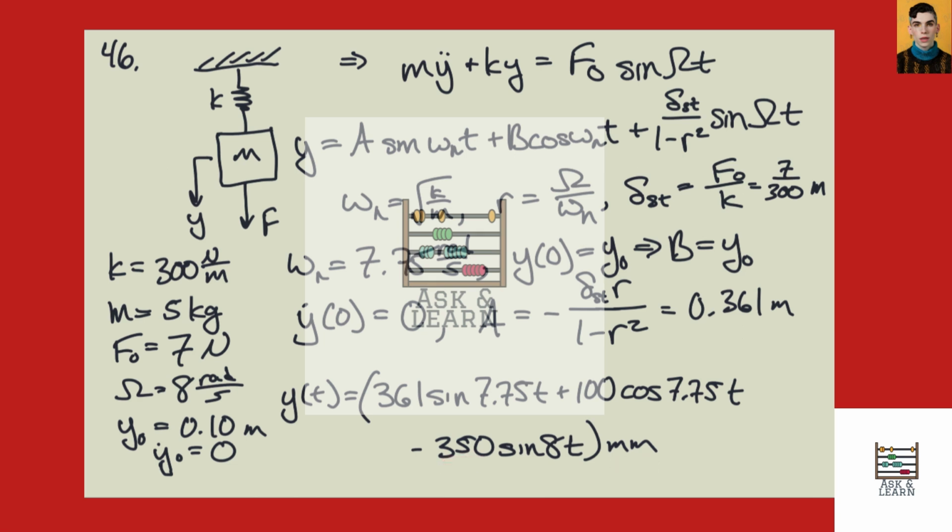Although this is in millimeters. Again, F naught over k would be in meters. But again, we're getting quite a bit of amplification here because of this 1 over 1 minus r squared term here and here. And so that's why these two terms are fairly big. If omega was not so close to the natural frequency, then they would be much smaller.